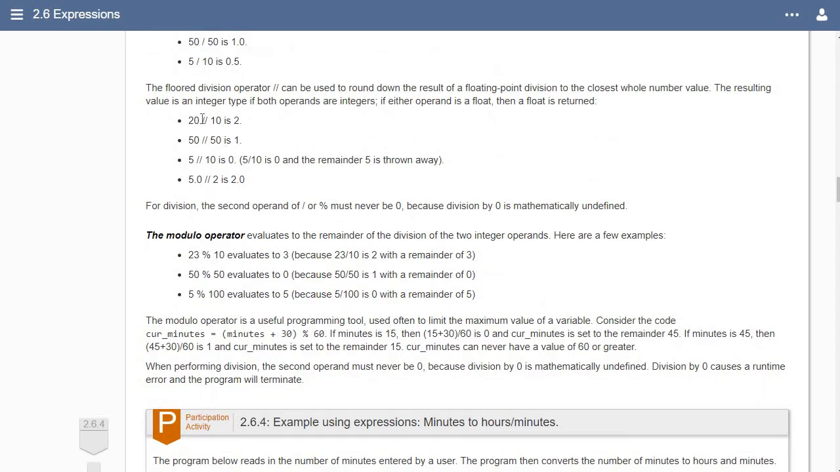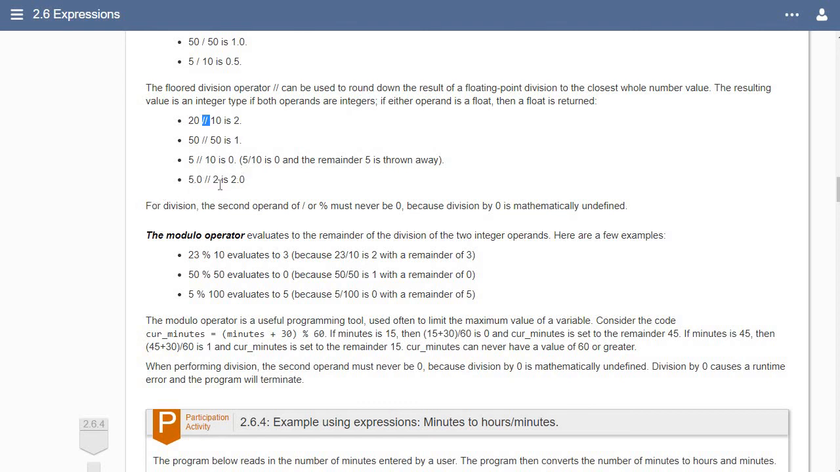If you come down and do the floor, remember what I was telling you before? It just drops the remainder. So 20 divided by 10 is 2, nothing happened. 50 divided by 50 is 1, nothing happened. 5 divided by 10 was 0.5, but we dropped the 0.5 as the remainder, and it's just 0.